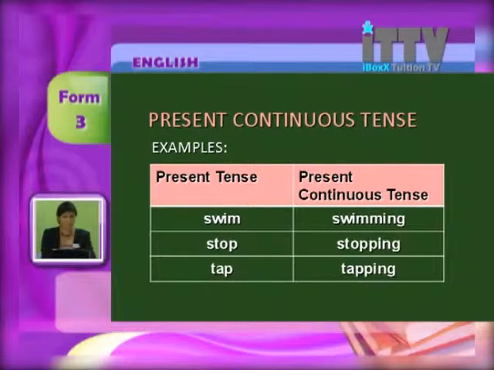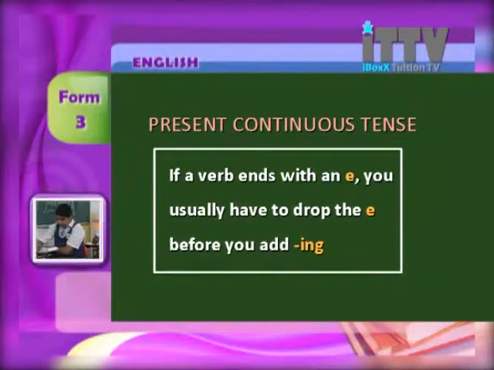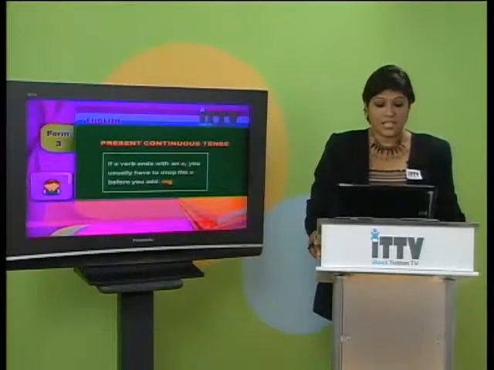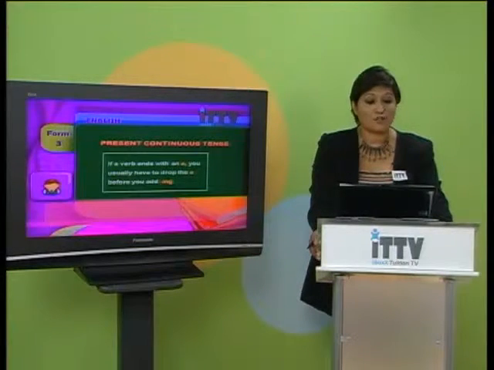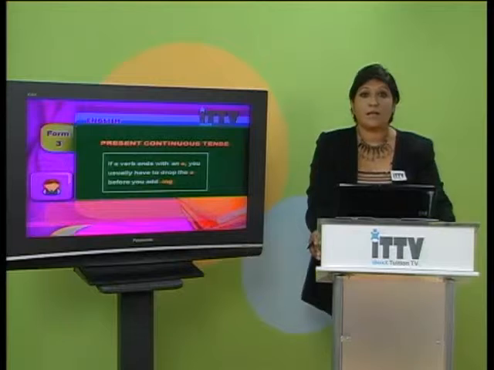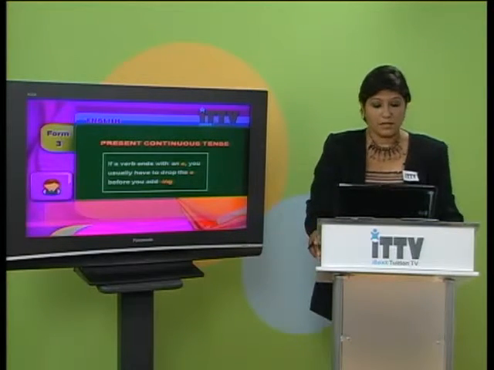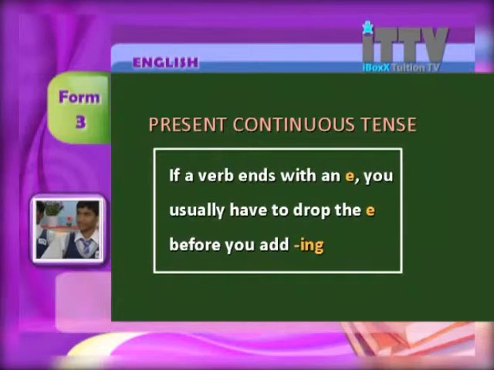Swim, you double the M. Swimming. Stop, stopping. Tap, tapping. They're all verbs, aren't they? Yes. If a verb ends with an E, you usually have to drop the E before you add ing. Again, let me bring your attention to usually have to drop the E. Why does that happen? Because it does not happen all the time. Again, if a verb ends with an E, you usually have to drop the E before you add ing.